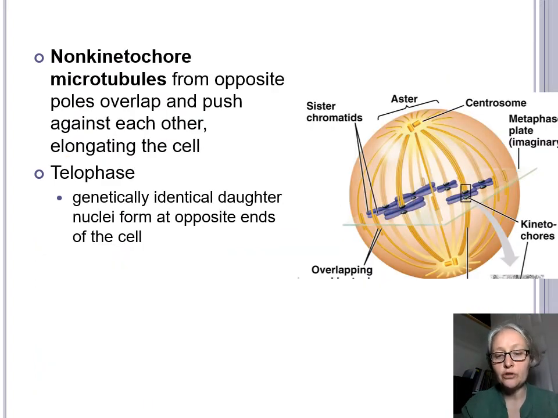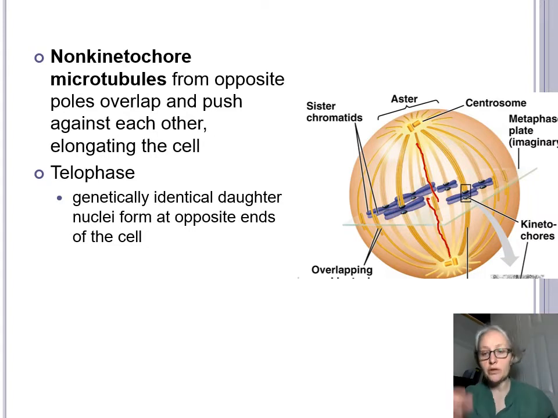Non-kinetochore microtubules are still important. So these microtubules that are right here, they haven't grabbed onto any kinetochores. They haven't grabbed onto any chromosomes. They're still important because what they're doing is they're going to overlap and push against one another, elongating the cells.